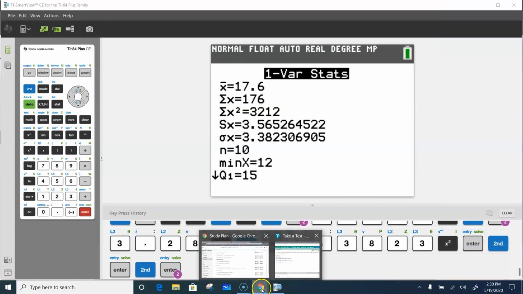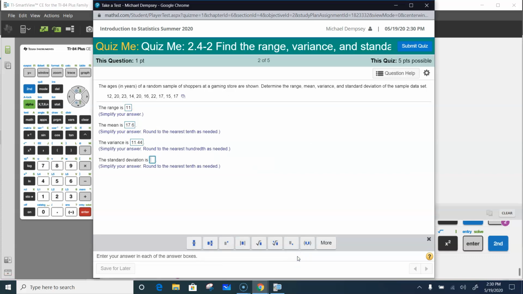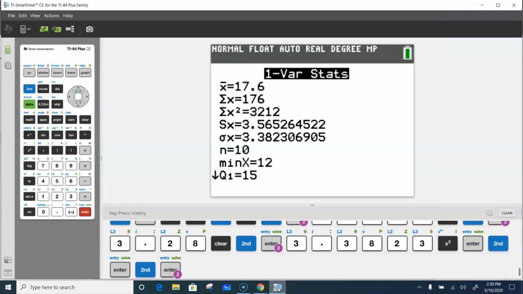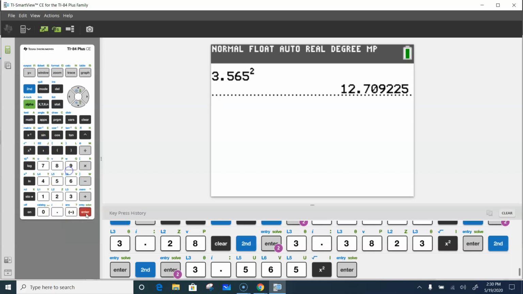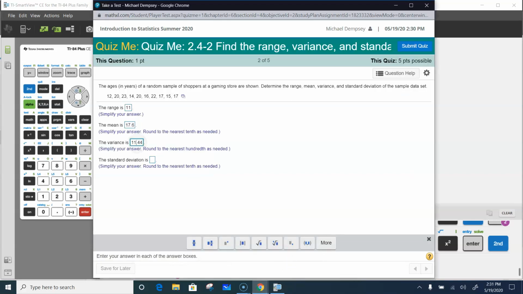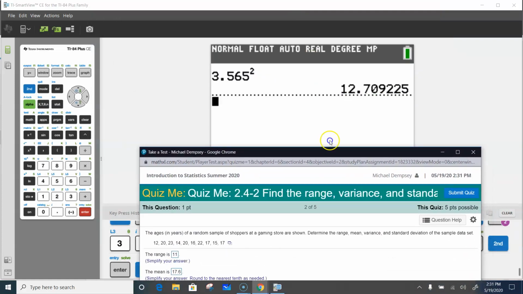Reading this a little bit more carefully, it says this is a random sample. So I'm going to use my sample variance and sample standard deviation instead. For variance, let's take the 3.565 and square that. So we'll use 12.71 as our sample variance, since it does say it's a sample. I'm going to trust that. And then my standard deviation to the nearest tenth would just be 3.6.